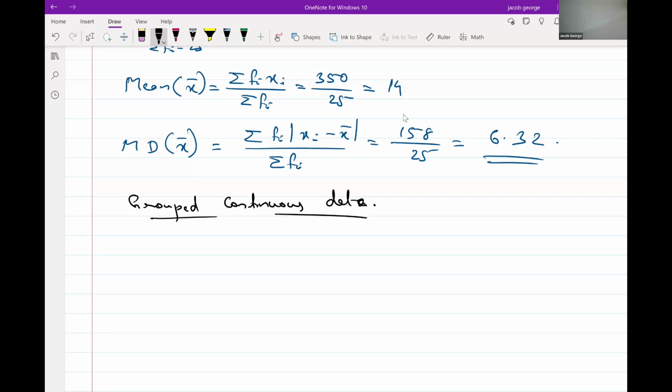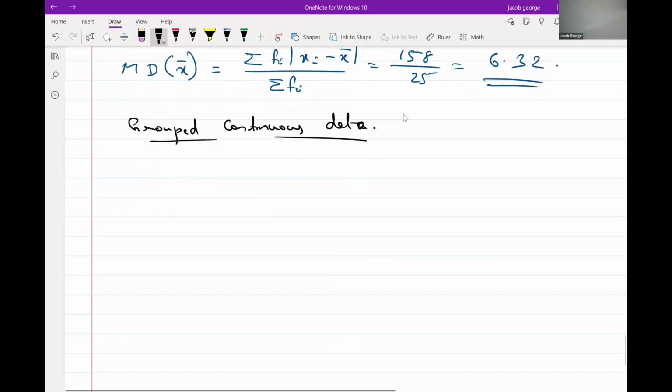In the step deviation method, we choose an assumed mean. In most questions, we take the middle value of xi as the assumed mean. We call the assumed mean small letter a. Then the formula is a plus sigma fi ui by sigma fi into h. h is the class size, the class interval. In Class 10, you have studied this formula.